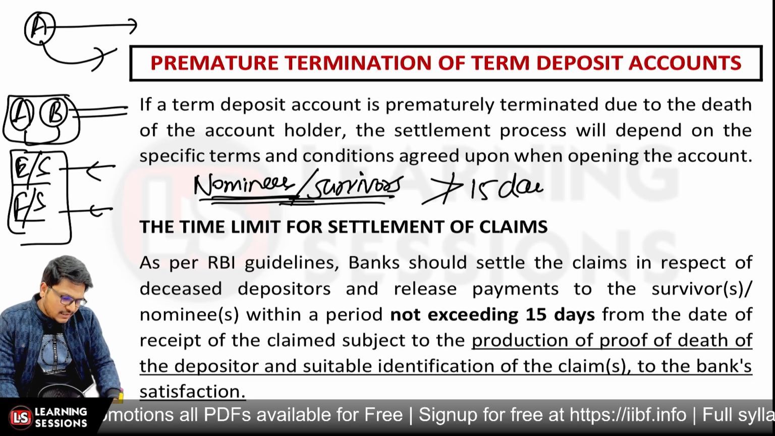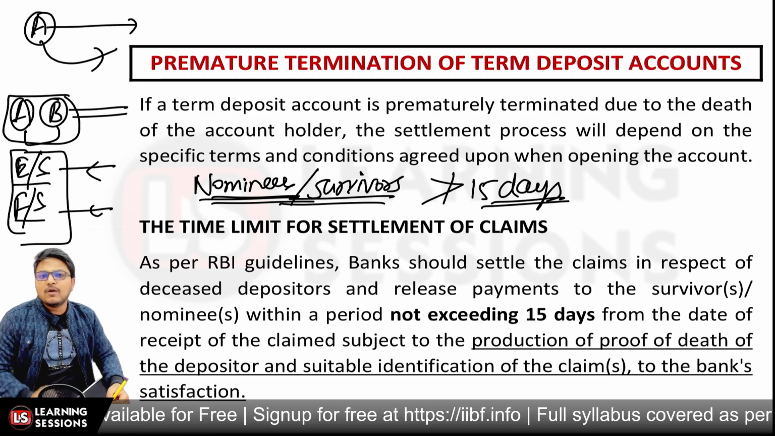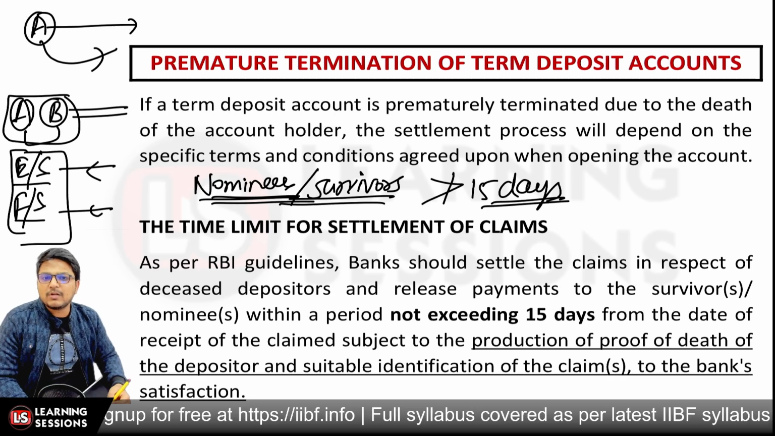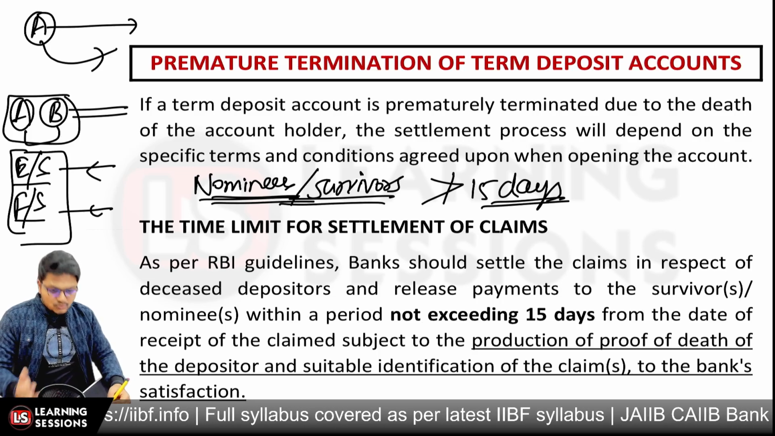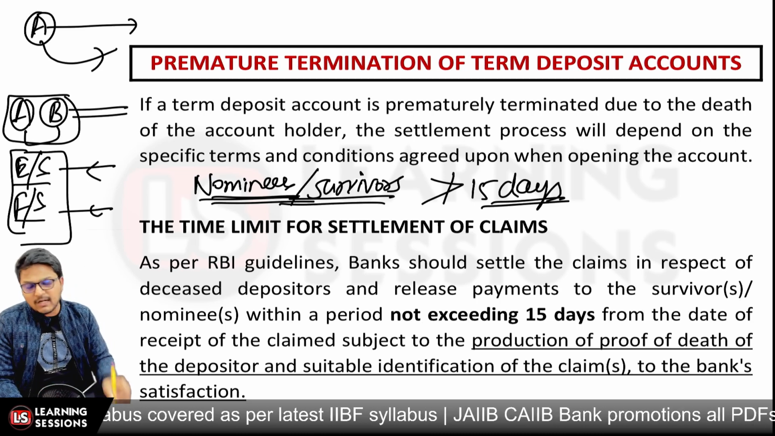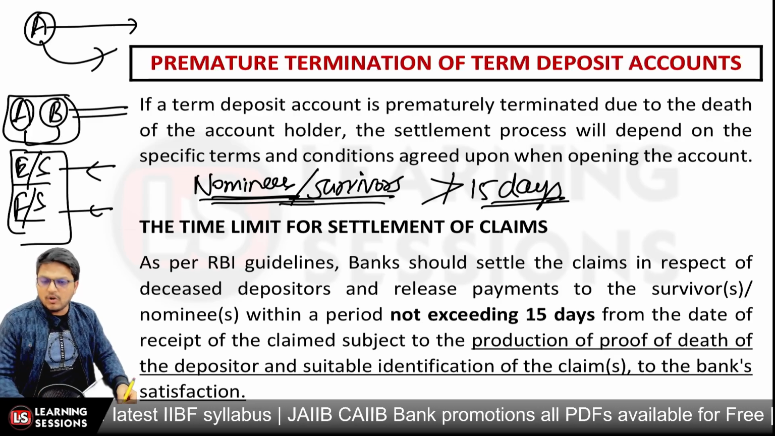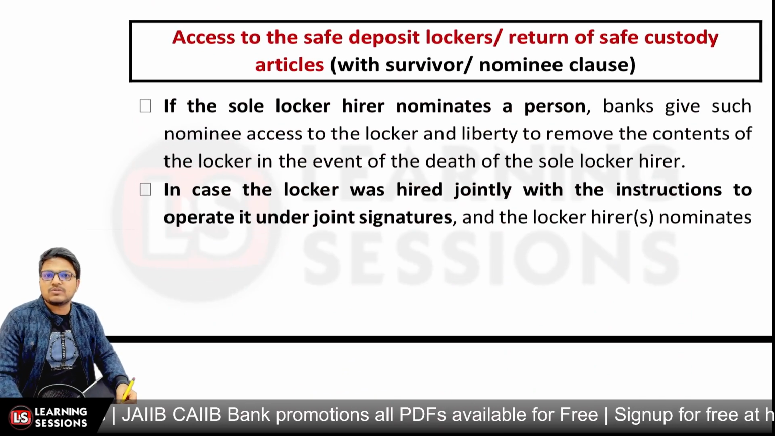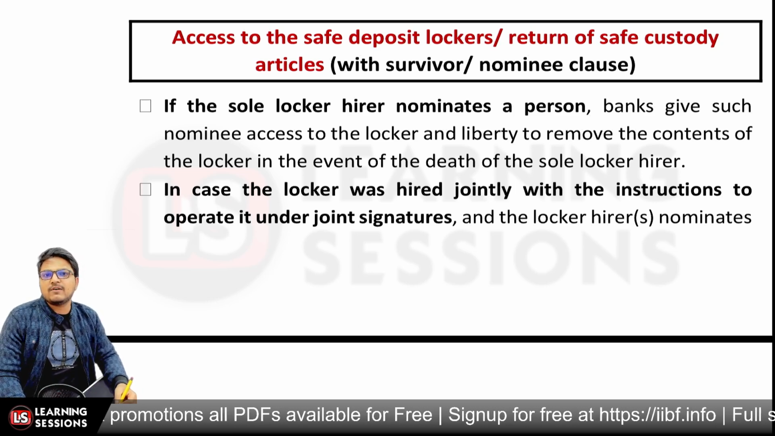Within 15 days the settlement must be made, and the 15 days must be counted from the date of receipt of the claim, subject to the production of proof of death, letter of administration, or suitable identification, whichever is required by the banks, right? From that date, within 15 days the settlement must be made when the survivor and the nominee are present, right?